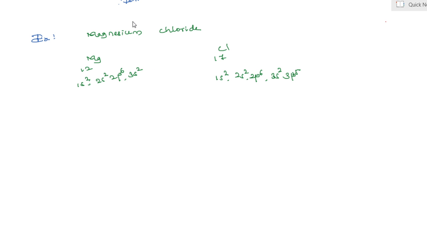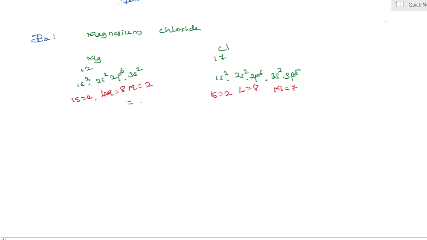Here in magnesium, the K shell has 2 electrons, the L shell 8 electrons, and the M shell 2 electrons. In chlorine, the K shell has 2 electrons, the L shell 8 electrons, and the M shell 7 electrons. So here the valence electrons are 2 for magnesium and 7, that is one short of an octet, for chlorine.